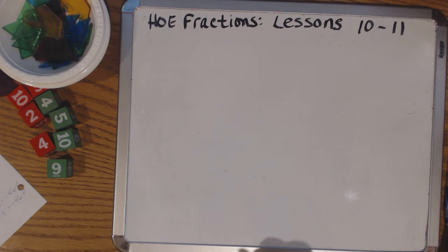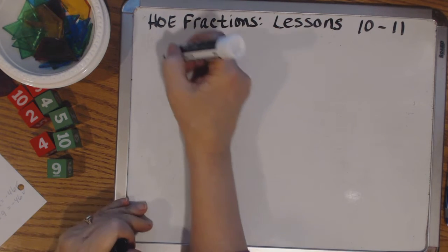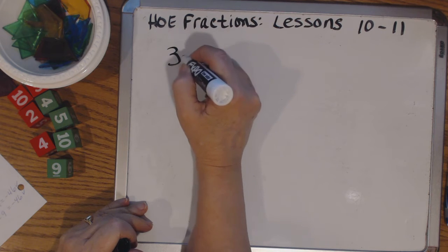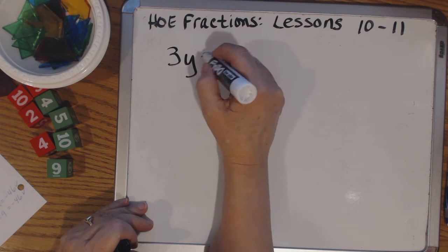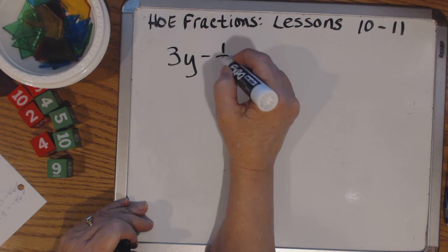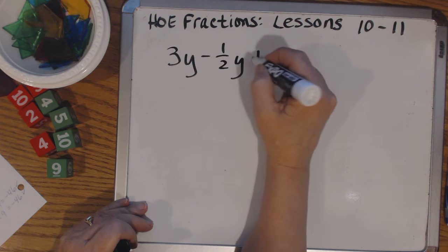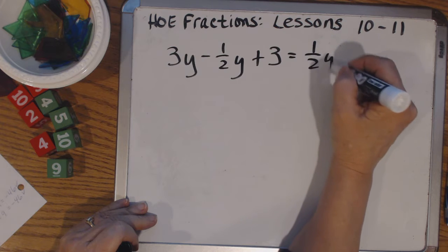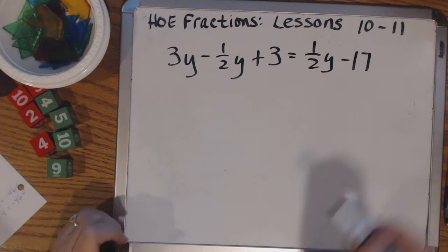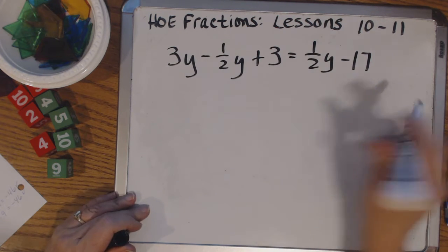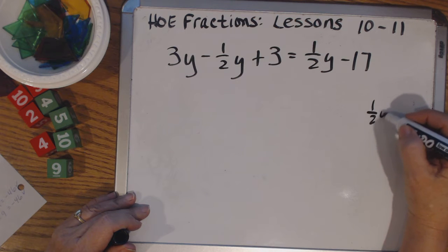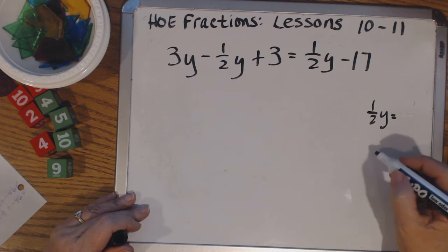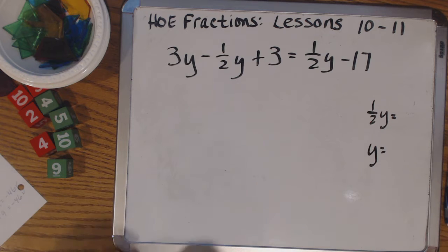Let's do 11. 11 was definitely the challenge here, okay? Now, 3y minus half of y plus 3 is equal to a half of y minus 17. So it looks to me I'm only seeing halves, so apparently what I'm looking for is what the value of half of y is, and therefore what the value of the whole y is.